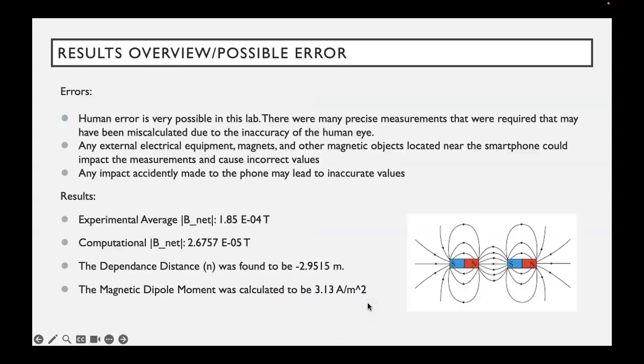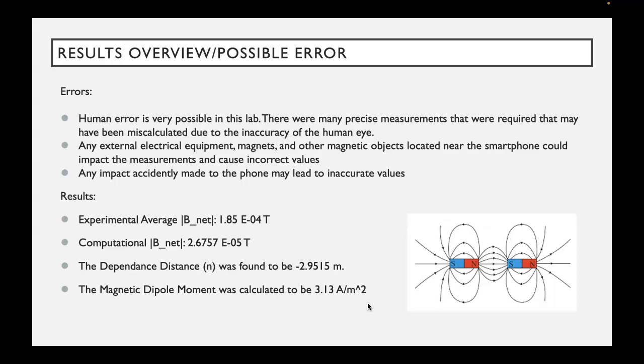Some of the errors that could be made in this lab are human error due to the fact that the human eye is not as precise, as well as any external electrical equipment, magnets, or other magnetic objects that are located near the smartphone which could interfere with the measurements, and any impact that was accidentally made to the phone which leads to inaccurate values.